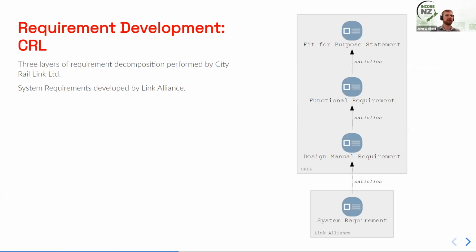So on City Rail Link, it's a little bit more complicated than that. We have a hierarchy that has been defined by City Rail Link Limited. So we have a set of fit for purpose statements at the highest level, a set of functional requirements below that, and a set of design manual requirements below that. And it's the combination of functional requirements and design manuals along with a load of supporting requirements that form the minimum requirements that the Link Alliance needs to deliver against.